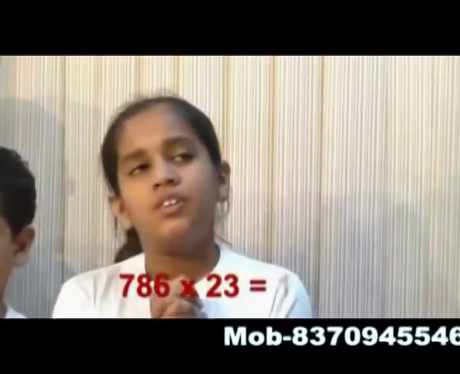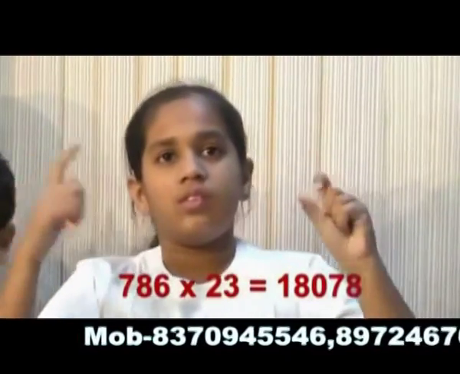Okay. Now 3 digit by 2 digit multiplication. 786 multiplied by 23.